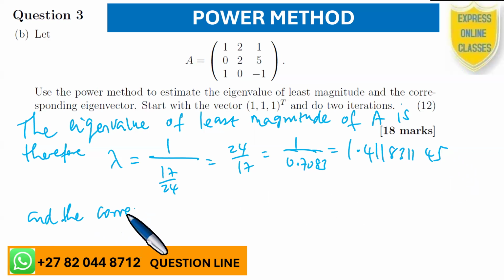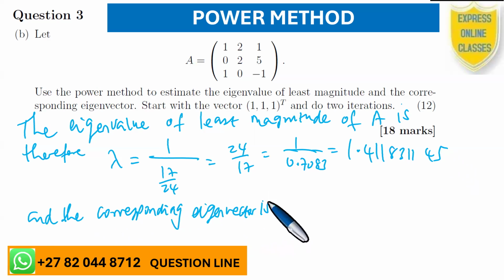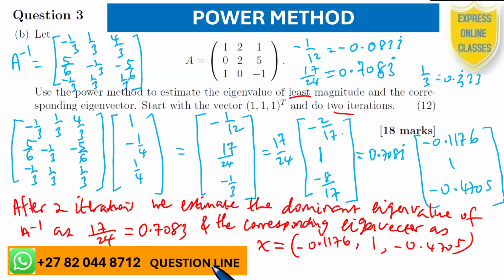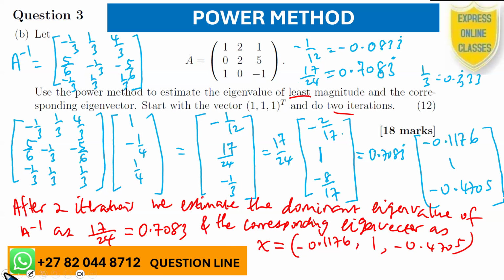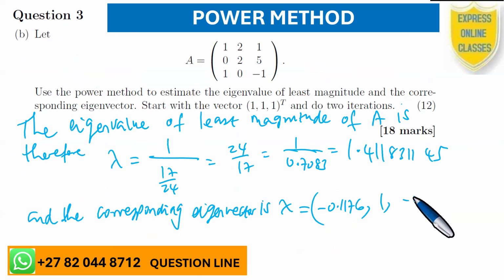And the corresponding eigenvector is, okay, so you are dealing with the corresponding eigenvector, which becomes this one, which is minus 0.1176, 1, minus 0.4705, minus 0.4705 is the same as the previous one, the eigenvector.